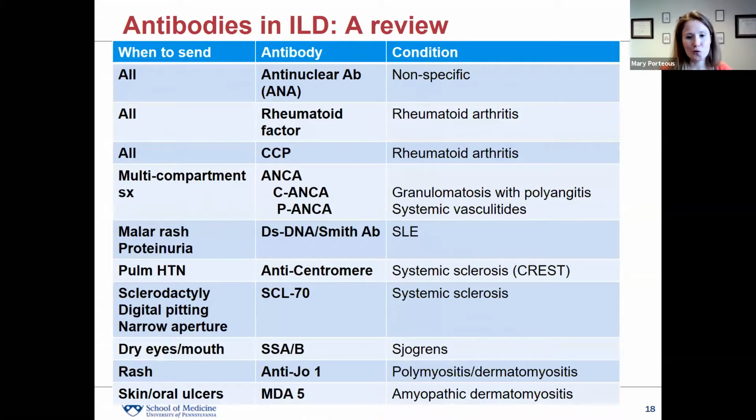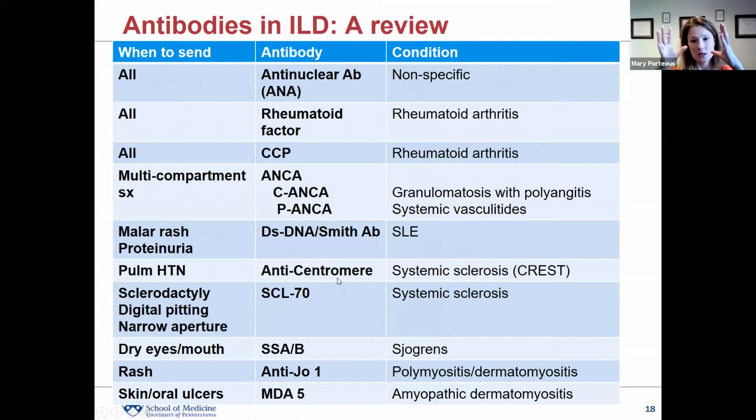So I'm going to go through this exhaustive list of antibodies. I told you definitely send an ANA, rheumatoid factor, CCP. If you have evidence of a multi-compartment syndrome, you can send some ANCAs to look for GPA or vasculitides. If you see rashes or proteinuria, think about sending a dsDNA or Smith to look for lupus. If you have pulmonary hypertension, look for an anti-centromere antibody. Maybe that's an additional one that you send to look for CREST syndrome associated with scleroderma.